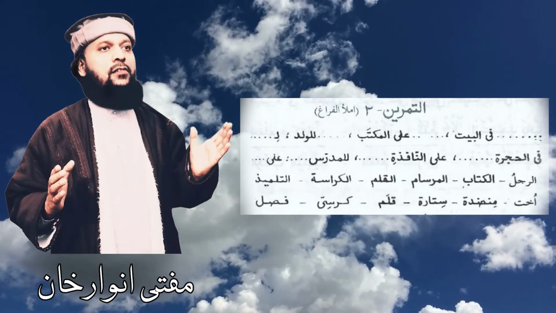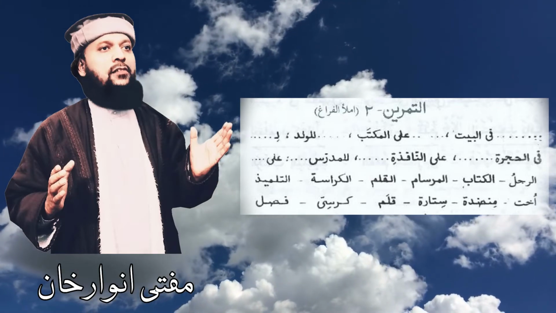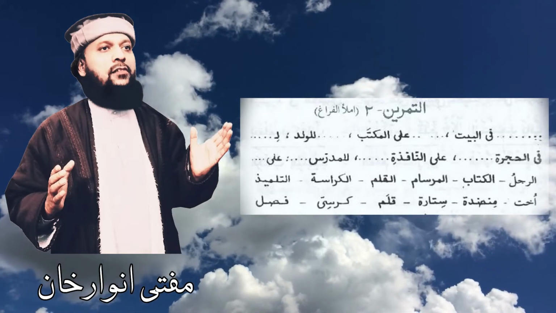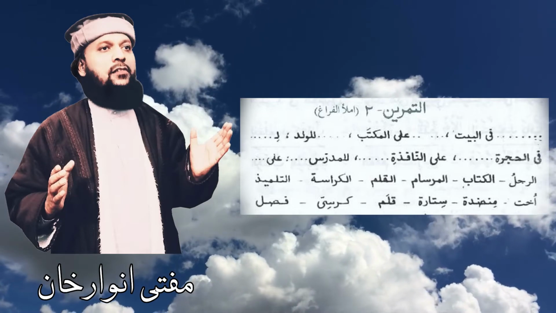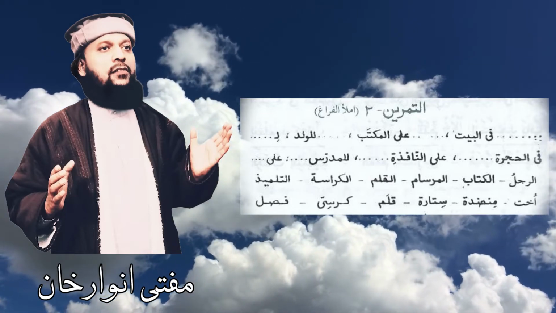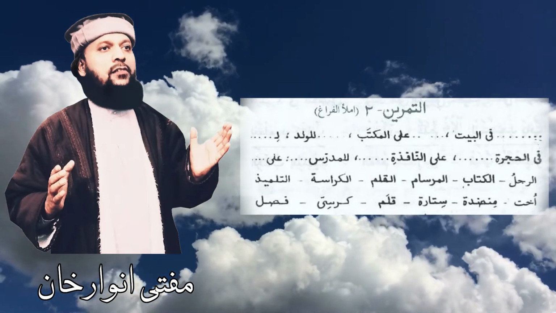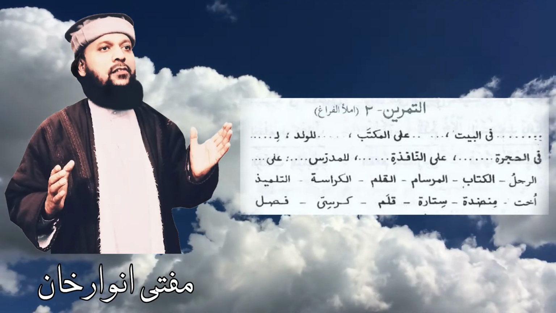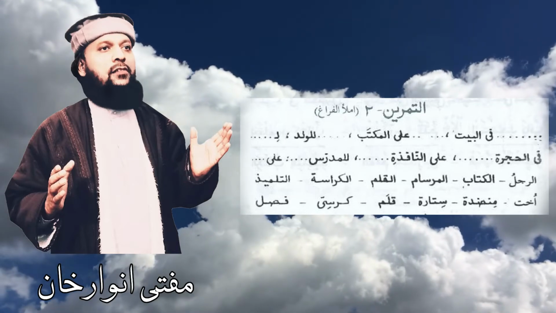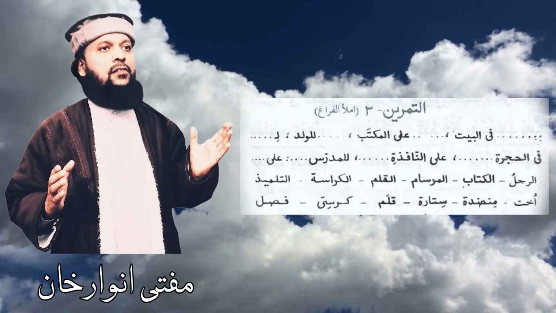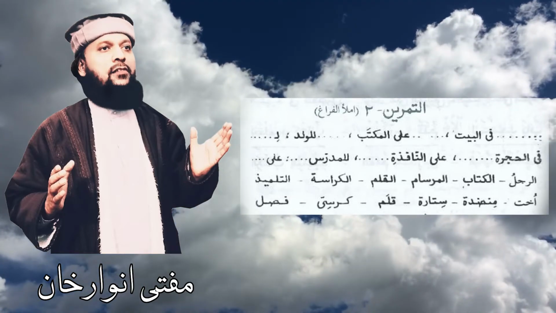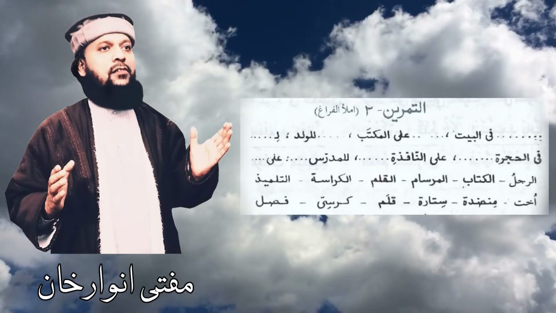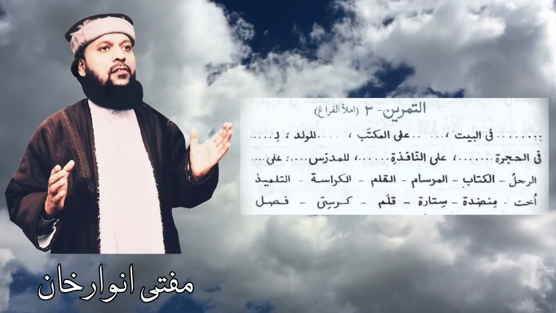Okay. Ar-rajulu, meaning the man. Al-kitabu, the book. Al-mirsamu, the pencil. Al-qalamu, the pen. Al-kurrasatu, the notebook. At-tilmidu, the student. Ukhtun, meaning a sister. Minzadatun, a desk. Sitaratun, a curtain. Qalamun, a pen. Kursiyun, a chair. Faslun, a classroom.